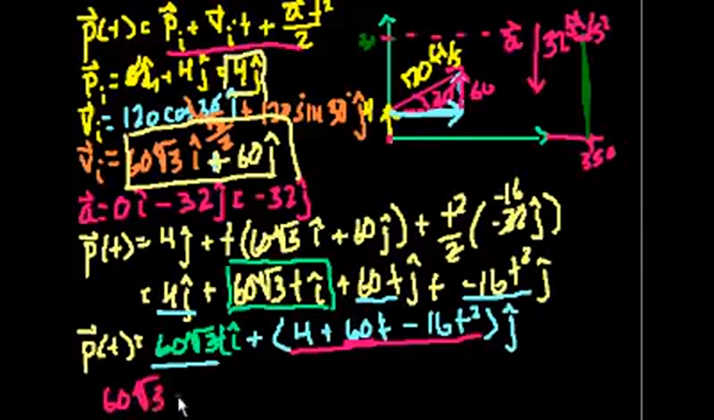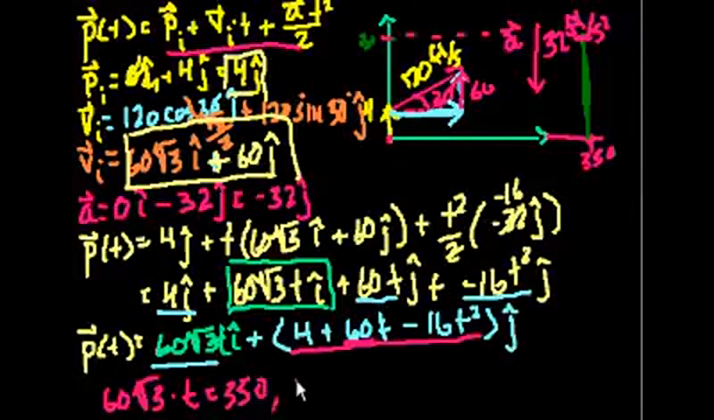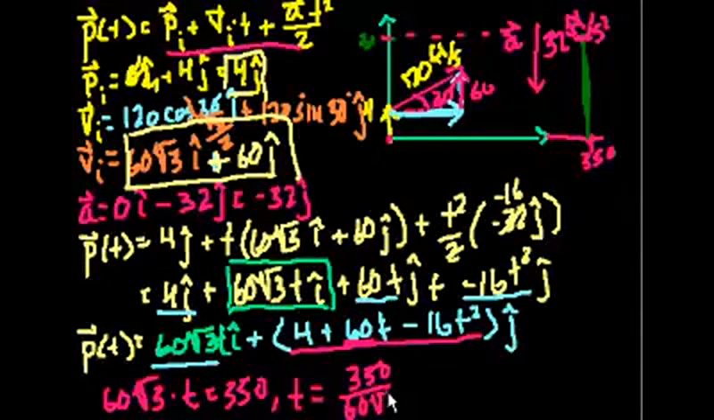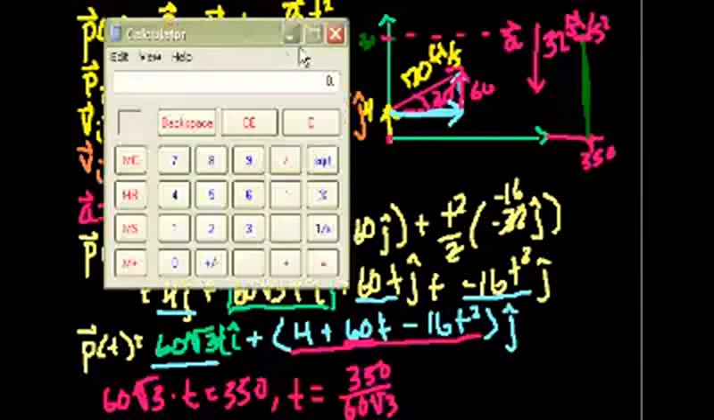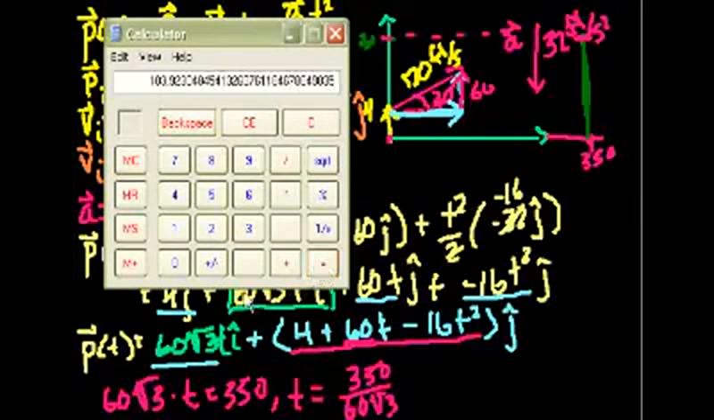60 square roots of 3 times time has to be equal to 350. So let me get the calculator out. Time has to equal 350 over 60 square roots of 3. So let's see what we can do. Get the calculator. 3 square root times 60 equals, okay, and now that's in the denominator, so let me invert it, times 350.